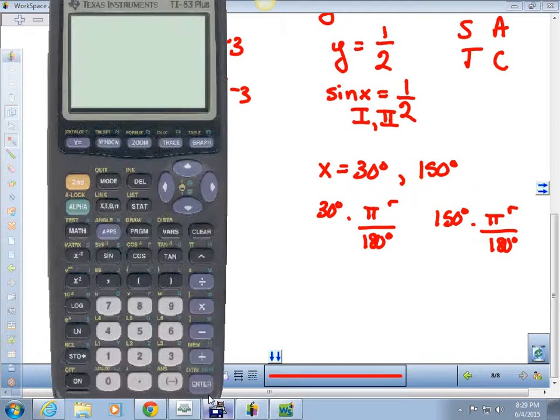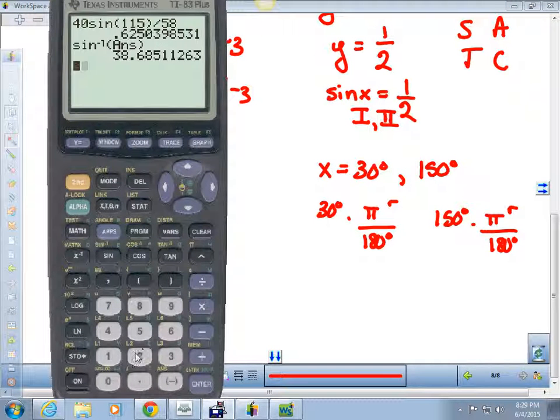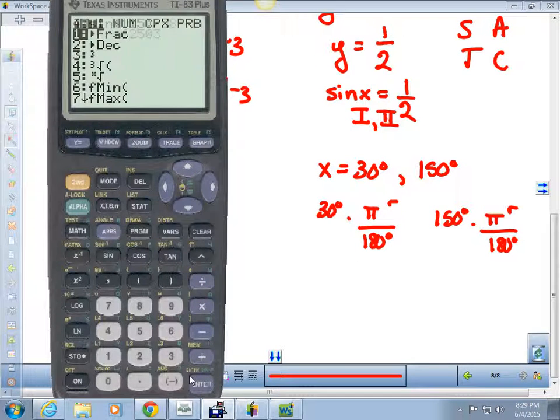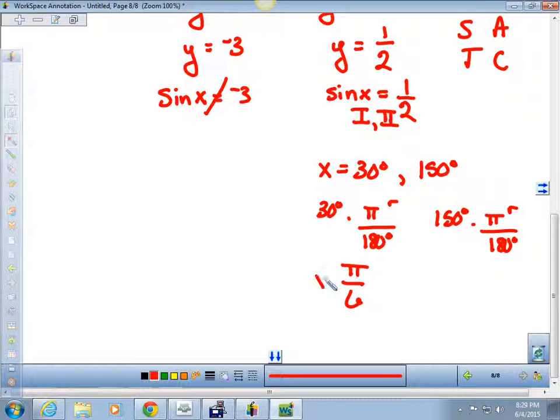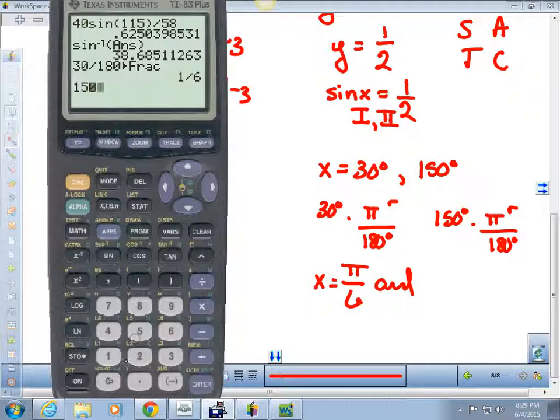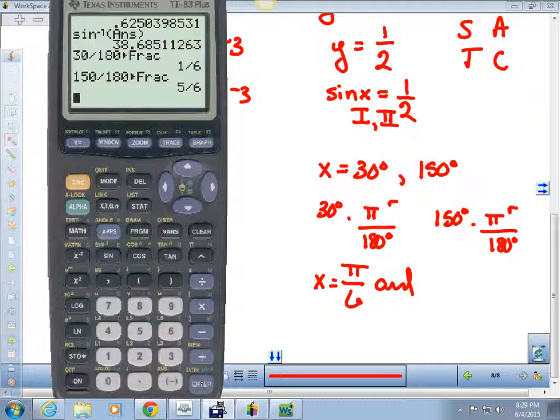So folks, all I need to do is just go into my calculator and take 30, divide it by 180 to get my reduced fractional answer. 30 over 180 becomes 1/6, but then where do I have to put that pi though? Up with the 1. 30 degrees is pi over 6 radians. And now let's do it with 150. 150 divided by 180 reduces down to 5 pi over 6.